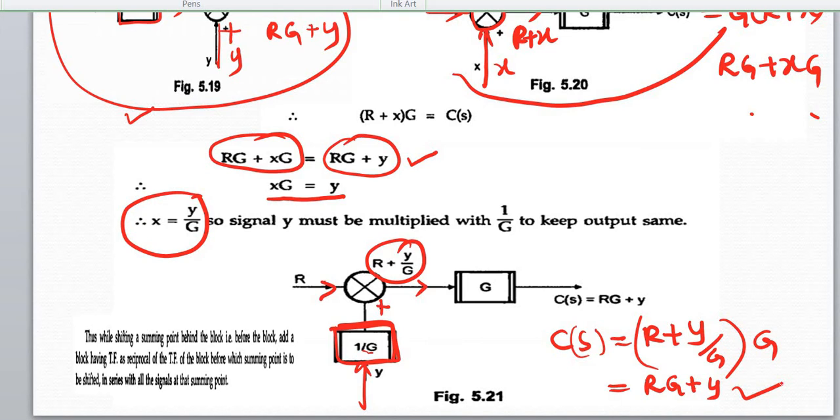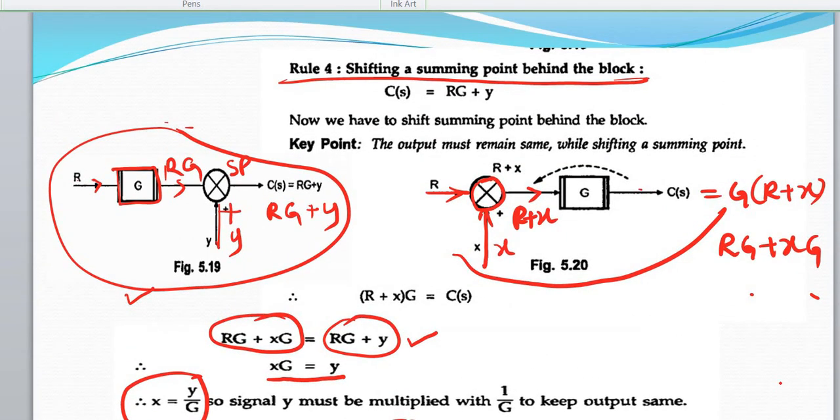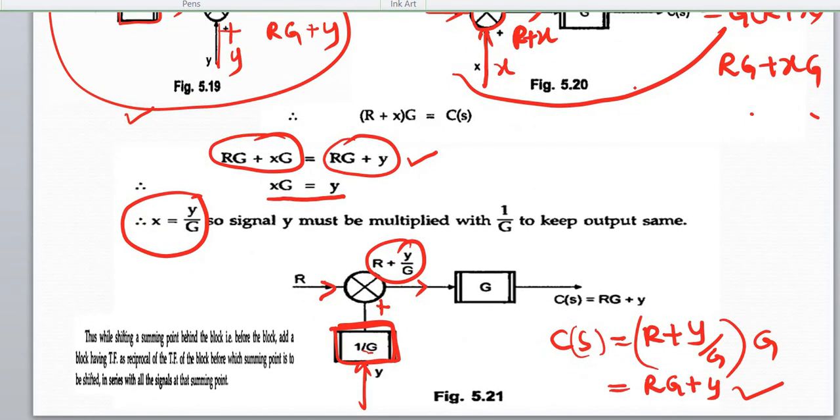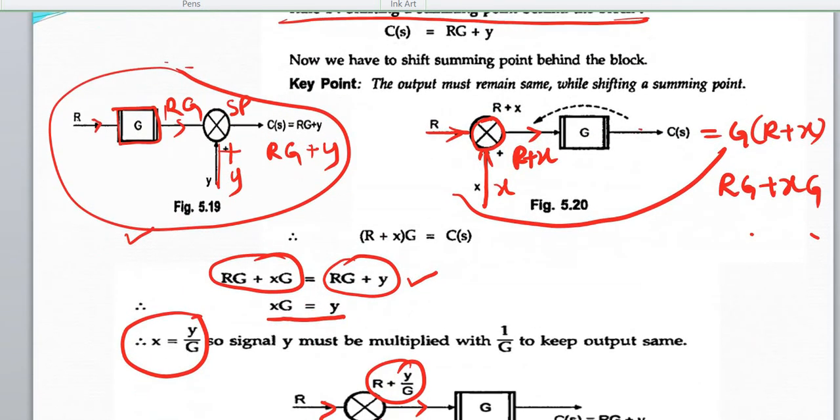So whenever you want to shift a summing point behind the block, you have to add in series the reverse of the block, that is 1 by G, on the path of Y. That is what we have to do. So this is rule number 4.